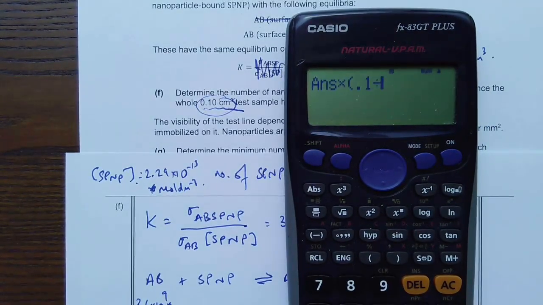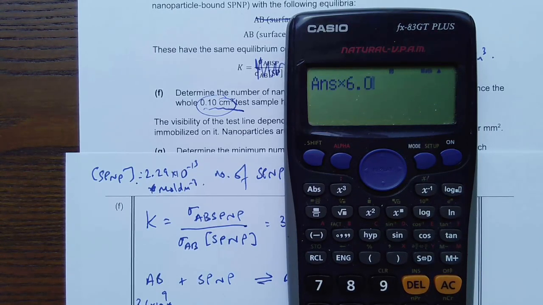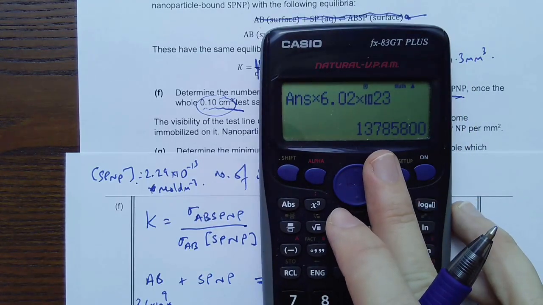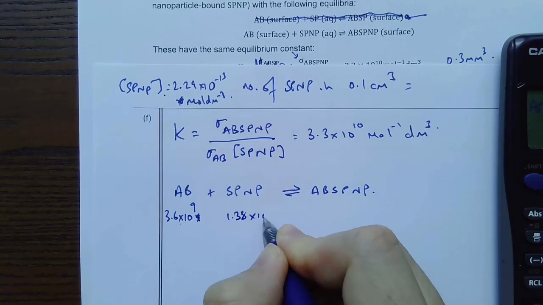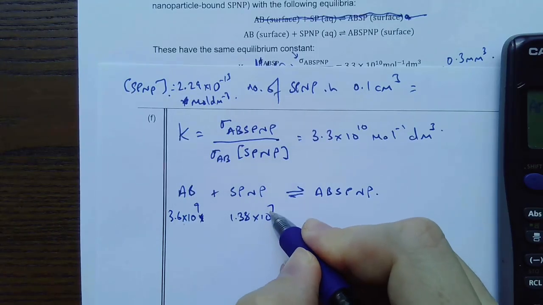Multiplied by 0.1 divided by 1,000. That's my volume conversion. Multiplied by Avogadro's number gives me this number, 1.38.